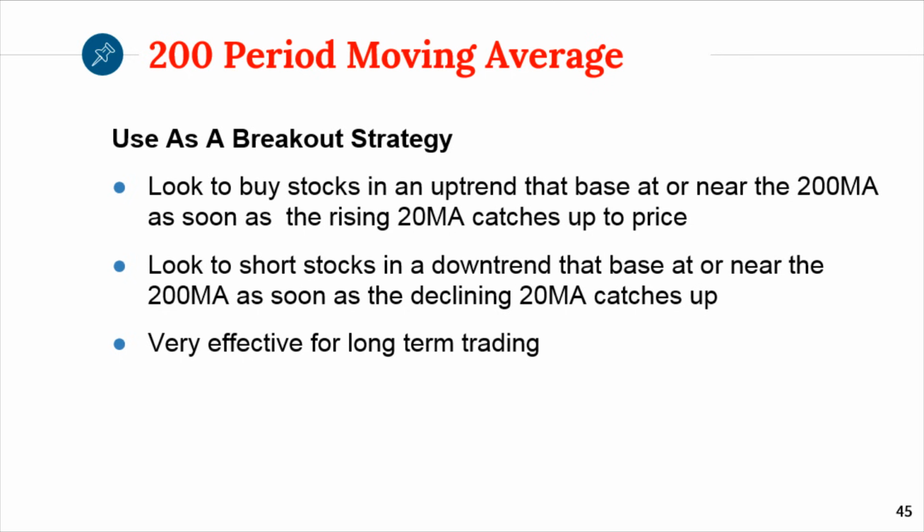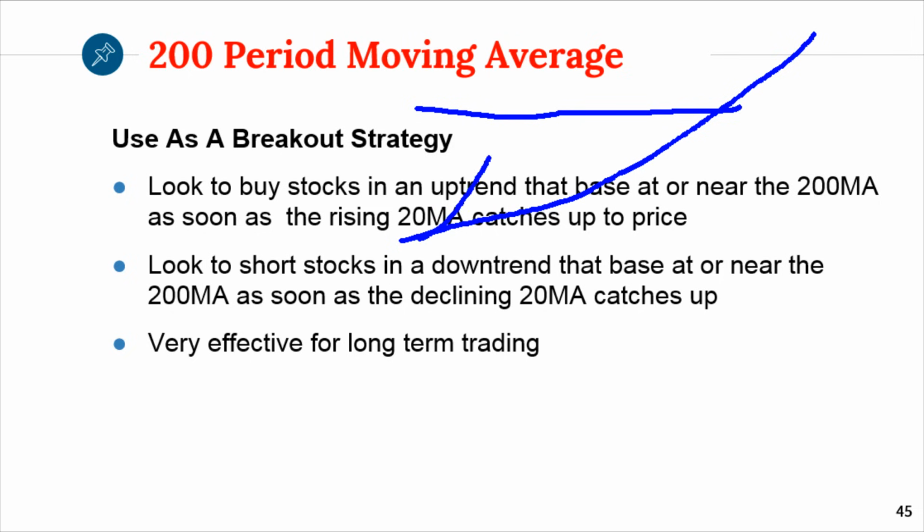So here's the picture perfect. This is a picture you'd be looking for. Flat 200, a rising 20 like this, and a stock that's basically trading off of the 20, the rising 20, and being halted by that flat 200. Eventually, where's it gonna go? You tell me. It's gonna result in a breakout.